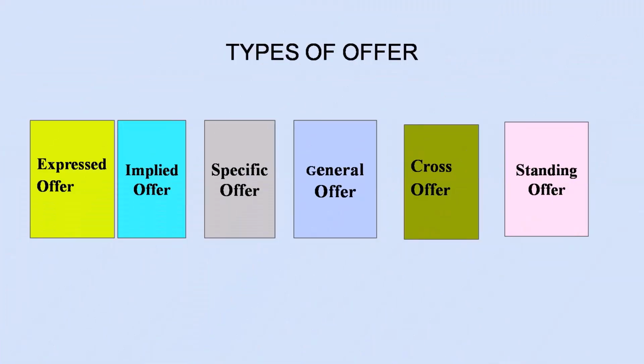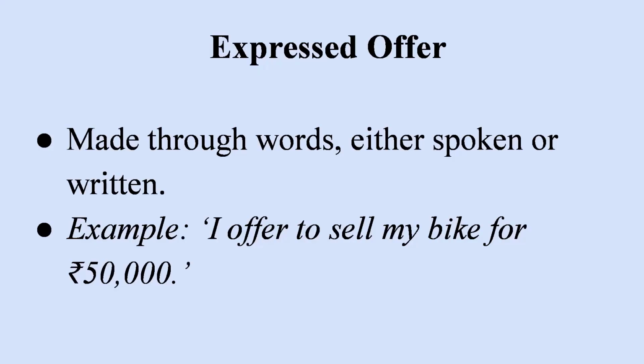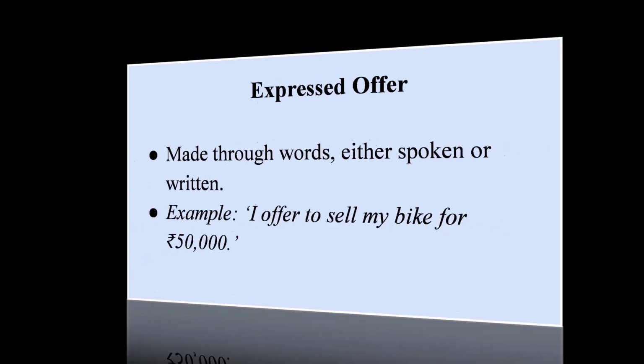Now, let's dive into the new topic, the types of offer. There are several types of offer based on their context and delivery. Let's see them one by one. The first one is express offer. Next comes the implied offer, specific offer, general offer, cross offer, and standing offer. First comes the express offer. An express offer is one which is made through words, either spoken or written. Example: I offer to sell my bike for rupees 50,000.